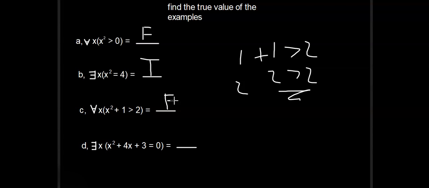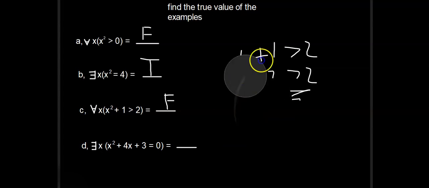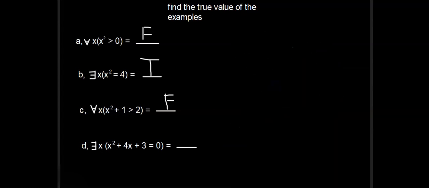So this is it. 1 plus 1 is 2, so 2 cannot be greater than 2. For that reason, it will be false, because I found one number that can make my whole statement false. So what about the last one? The last one says that for some x, x raised to 2 plus 4x plus 3 is equal to 0.